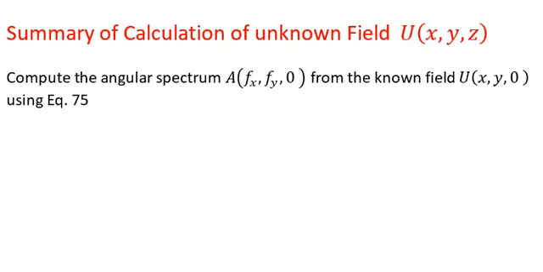So the first step is to compute the angular spectrum A of fx, fy, 0 from the known field u, that is u of x, y, 0. So this field was known. From this known field, calculate the angular spectrum A of fx, fy, z equal to 0 using equation number 75.